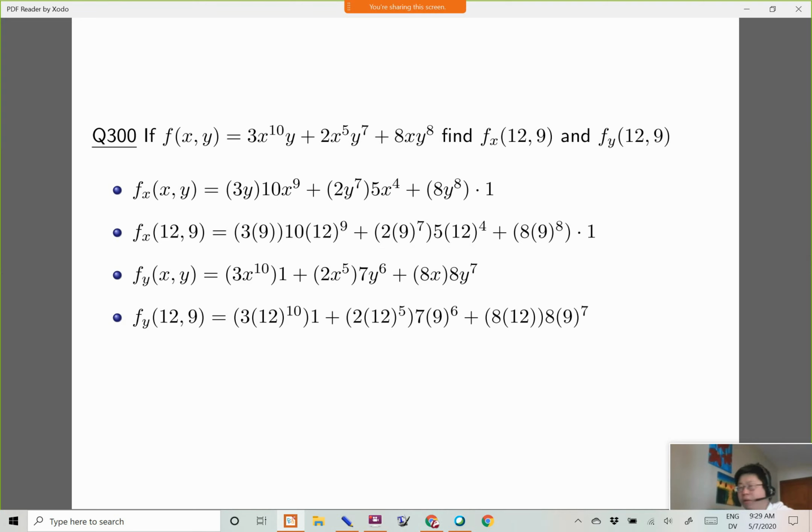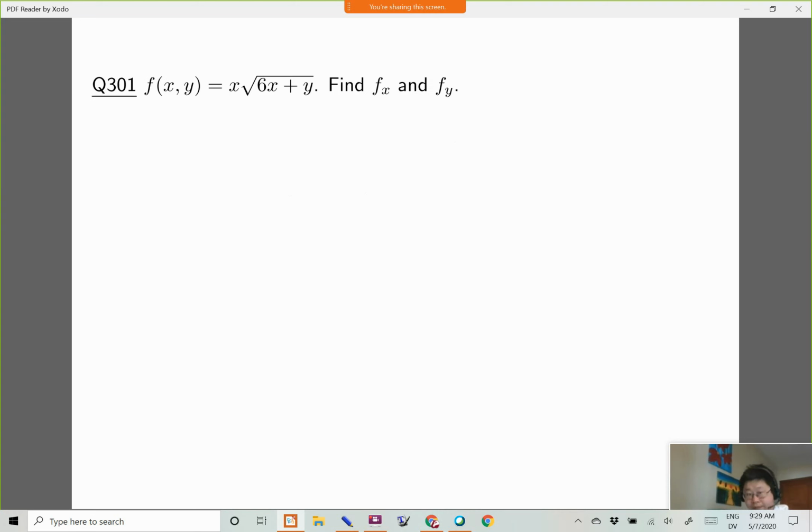How are we doing? We're doing kind of okay overall. Let's think of another example. F of x comma y equals x times square root of 6x plus y. So find f sub x and find f sub y.